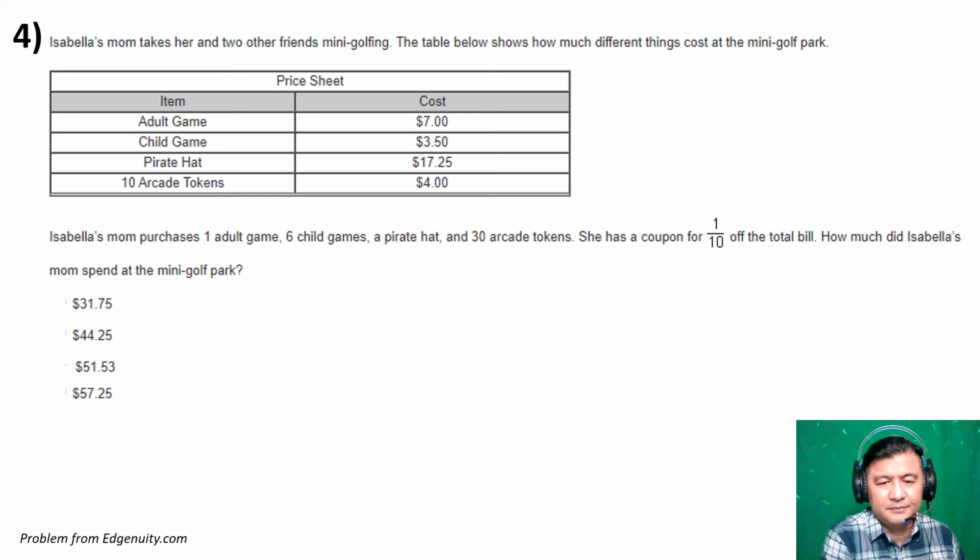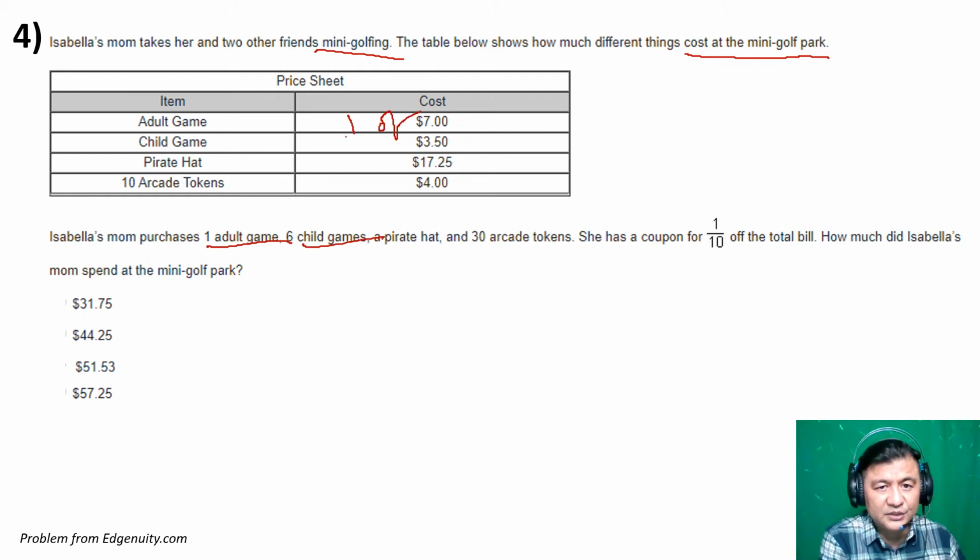All right, problem number 4. Let's read it. Isabella's mom takes her and two other friends mini golfing. The table shows how much different things cost at the mini golf park. Okay, Isabella's mom purchased one adult game. Okay, one of this. What else? 6 child's games. 6 of this.